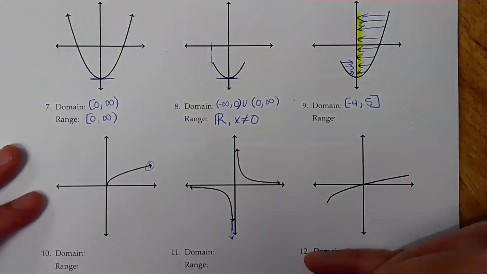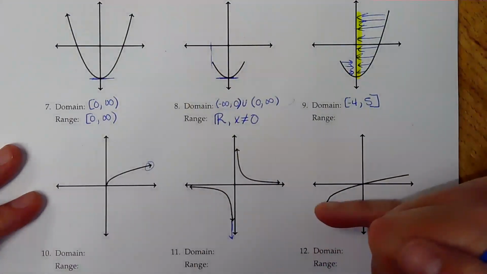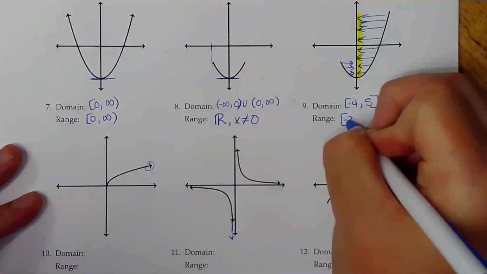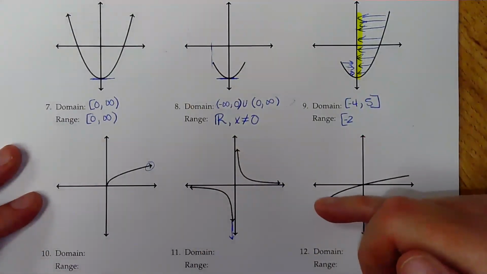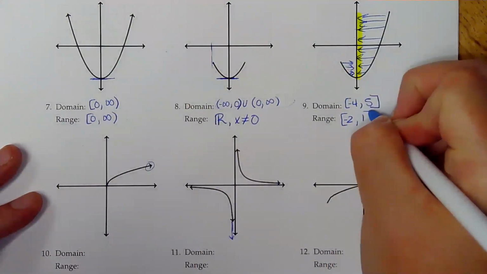My range, I start at the bottom and work my way up. The first place I encounter my function is at y equals -2. And I have -2 through -1 through 0, all the way up through 1.